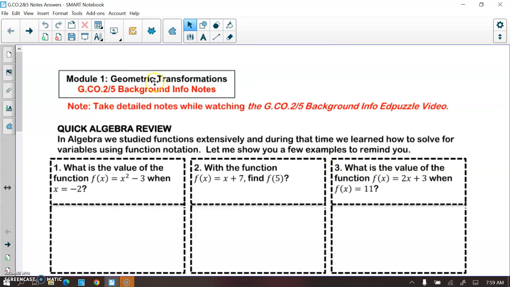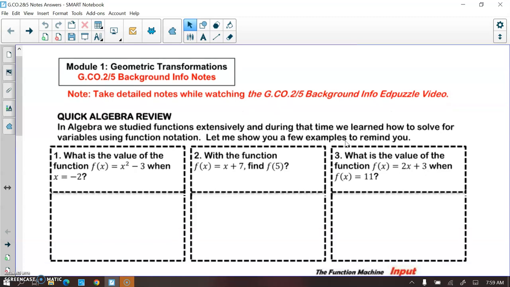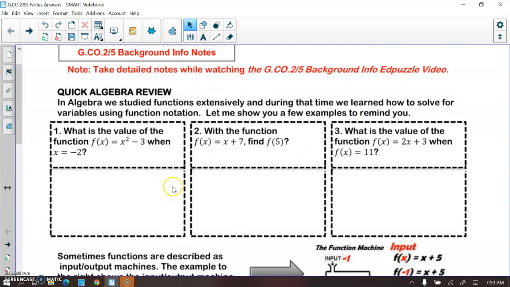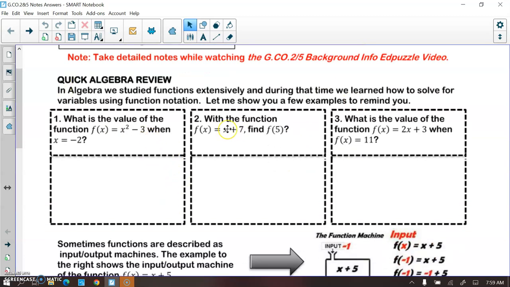Hi everyone, so we are still in Module 1, but we're on our next standard, GCO 2-5, and this is all about transformations. Before we jump into our level work, there is some background information that I want to give you about transformations, specifically how we can connect transformations to algebra. So let's talk a little bit about algebra.